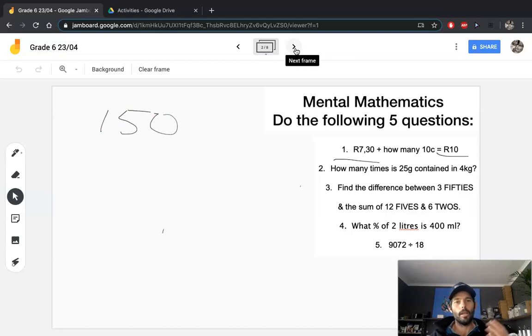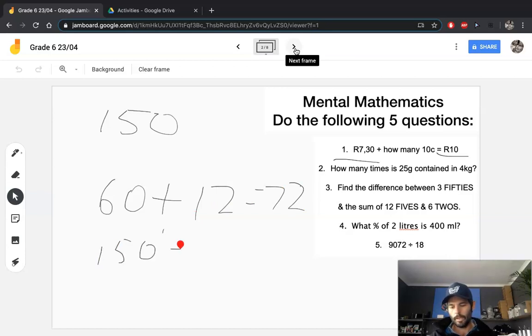Okay, then I need to work out the sum of 12 5s. So 12 times 5 is 60. Okay, plus 6 2s is 12, so that equals 72. And now they want to know the difference between 150 and 72, and that's going to give me 78. Okay, so read the question really carefully there, and I hope you guys were able to figure that out.